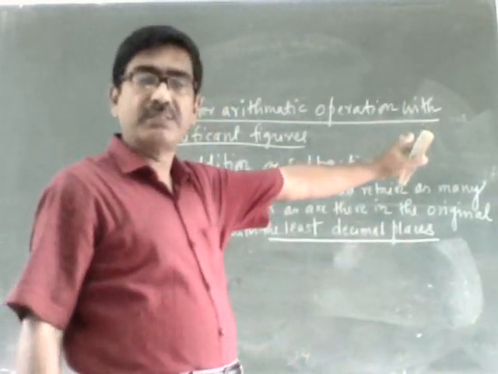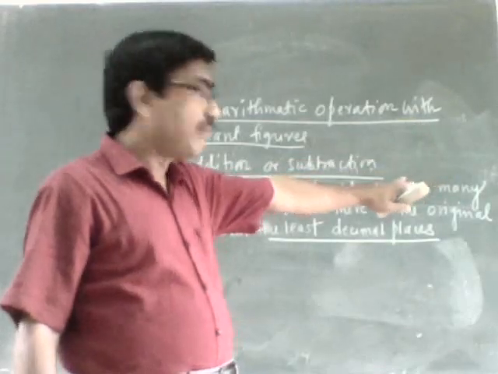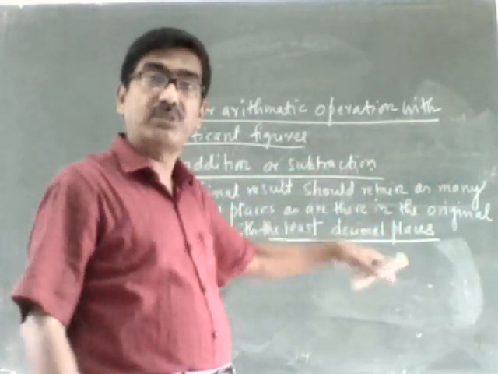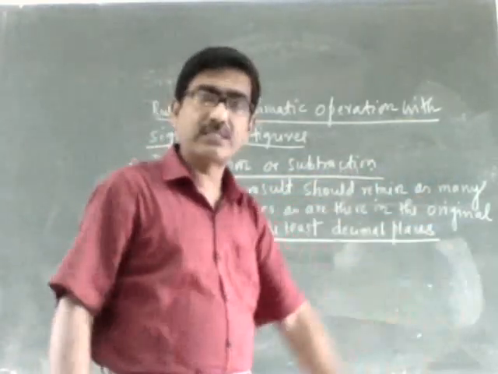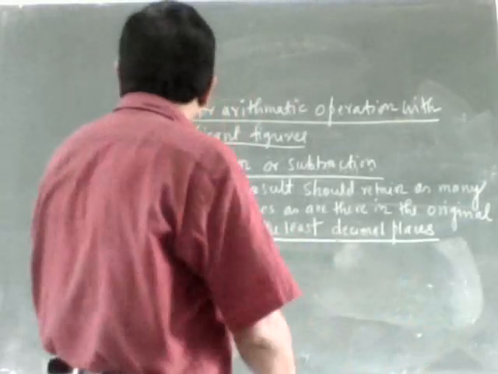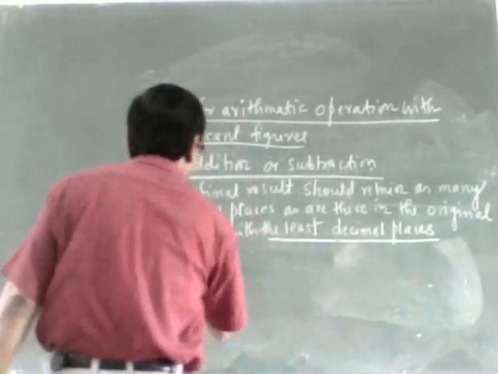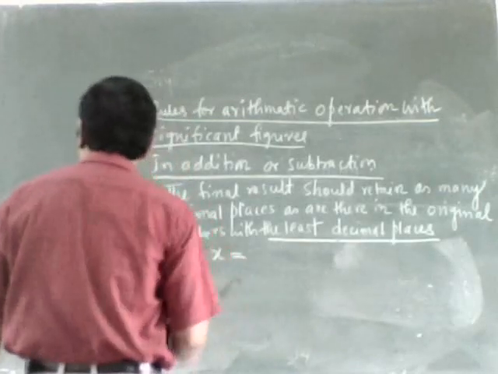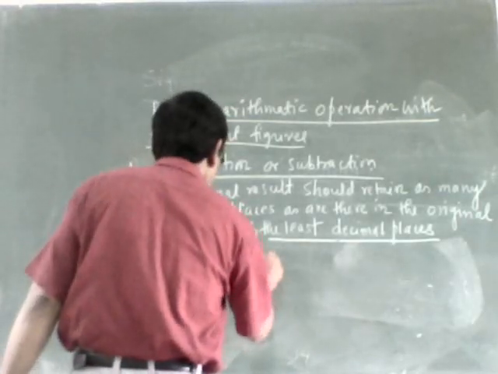For multiplication and division, it was the significant figures. But for addition and subtraction, what do you have to see? The least decimal places. So least decimal places means, suppose the value of x is given. The x is 2.34.